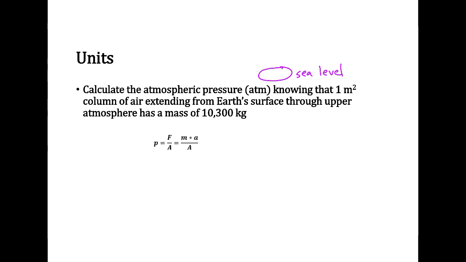And then if we were to take a column and extend it all the way up into the upper atmosphere. Okay, so this is our atmosphere up here. If we were to isolate all of the air that's in there, it would have a mass of 10,300 kilograms. All right, so again, recall that the pressure is equal to force over area, and we can substitute in for force, mass times acceleration. So let's calculate what the atmospheric pressure is.